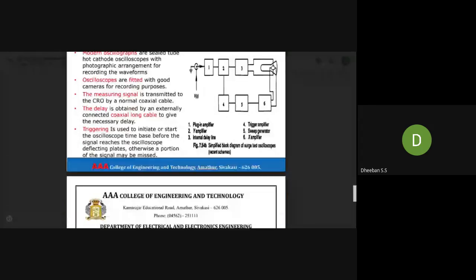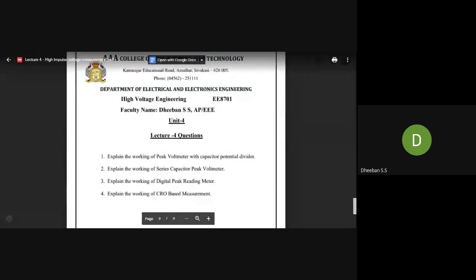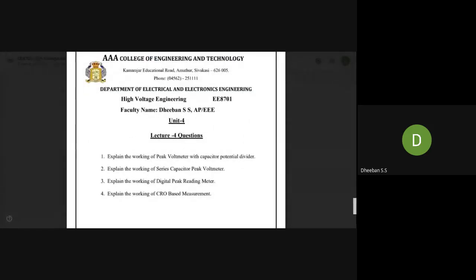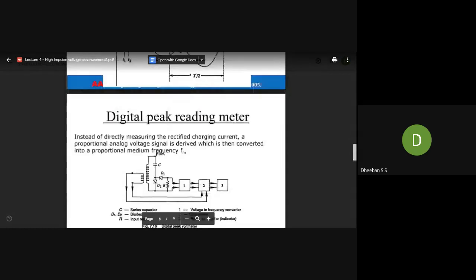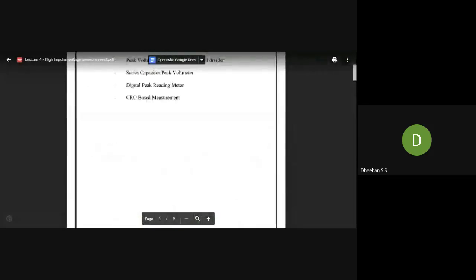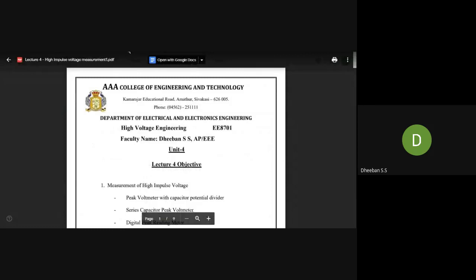Apart from this, the other possible questions are these four things. This is with respect to your impulse voltage measurement. Okay, so another important question is the digital peak reading meter. Okay, the digital peak reading meter is also an important question. So with this, lecture 4 is getting completed.